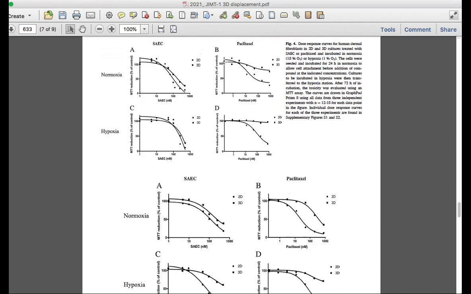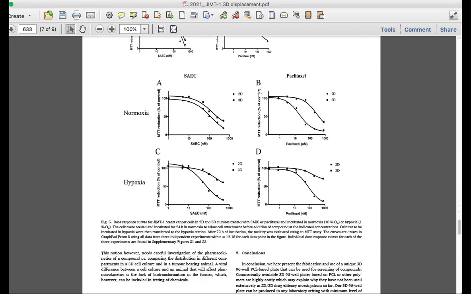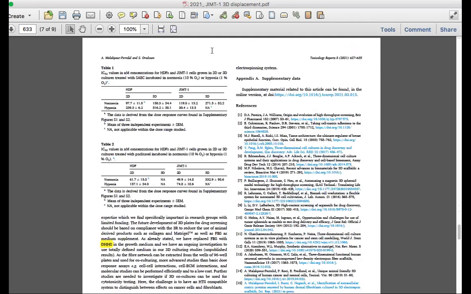And so the cell number decreases according to the paclitaxel concentration. And here you see the effect with the 2D culture and the 3D culture. So we can analyze the compounds, how they behave in these different conditions and with each cell type.